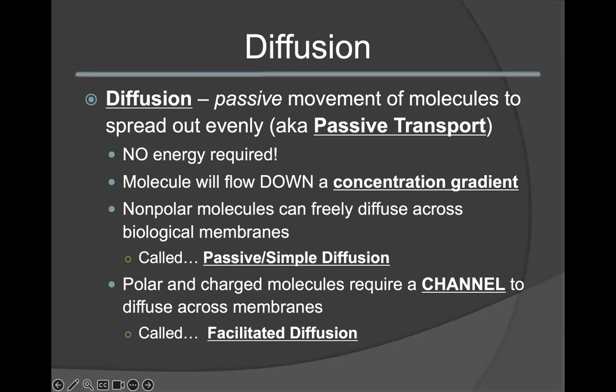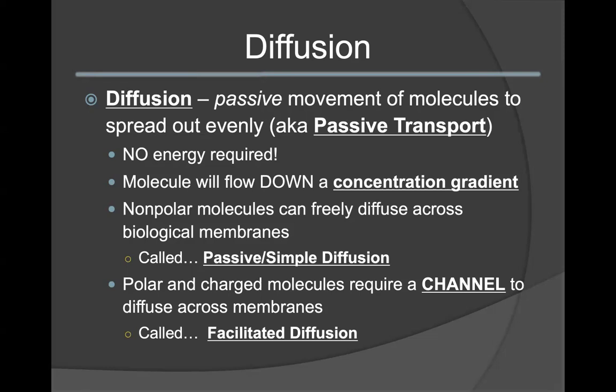Many nonpolar molecules can freely diffuse across biological membranes. They can diffuse by what is termed passive or simple diffusion. Remember, nonpolar molecules can cross easily unhindered. They don't require any proteins to do so. So they simply go from an area of high to an area of low concentration all on their own until they reach an equilibrium.